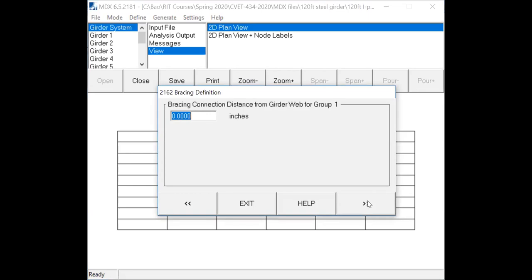Okay, and go to next. And bracing connection distance from the girder web to group 1. So from the centerline of the girder web to the connection, the bolted connection or welded connection of that top chord or bottom chord of the frame, I will use 3.5.